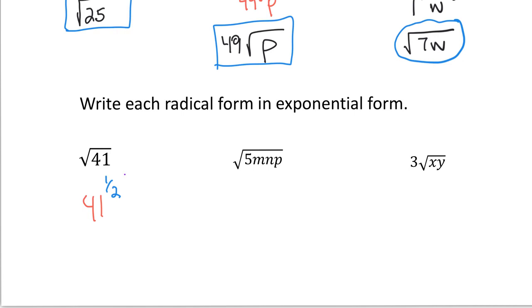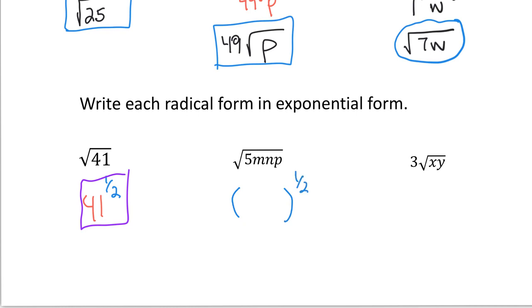So now you go to the next one and you look at what we have here, the square root of 5mnp. Notice everything here is inside of the radical. So you guys would need to use parentheses with an exponent of 1/2 because I have more than one number. I have more than one variable inside of the radical. So I'm going to use parentheses here, and my exponent is going to be 1/2.